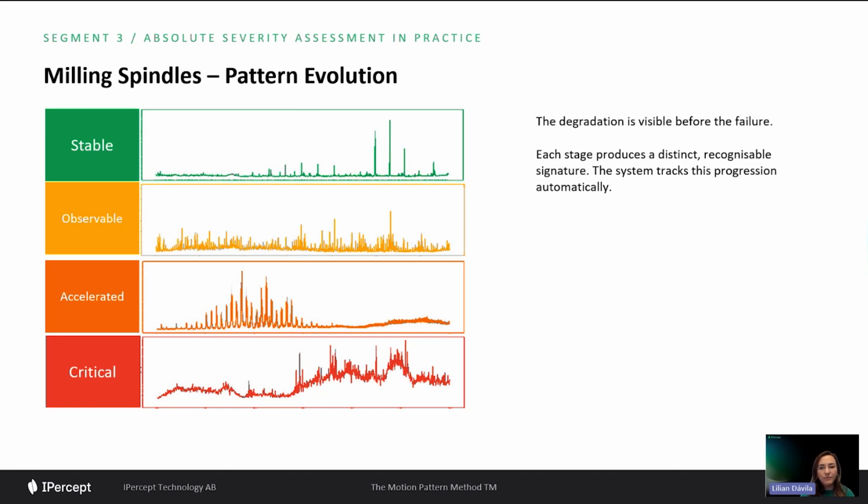And the key point to take from this is that the degradation is visible in these subsystems long before the failure. We're talking maybe weeks or months. So you do have time to act. You just need to be watching.